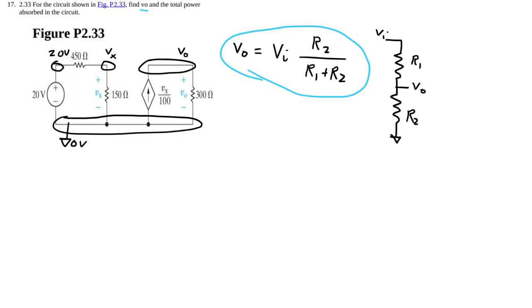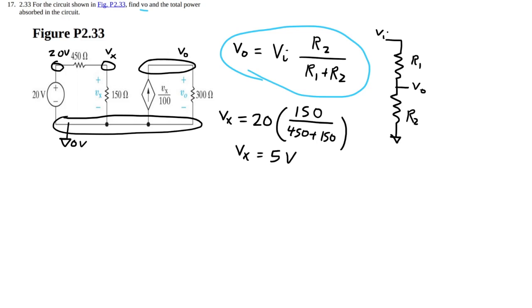Anyway, so if we call our Vout Vx and our Vin is 20 volts, and we know R2 is 150. Sorry, let me do it in order just to not be confusing. So we have 450 for R1 plus 150 for R2, and if you do this math, you'll end up with Vx equals 5 volts. Let me double check that. Let's see, 150 over 600 is a quarter, yeah. So yeah, this answer makes sense.